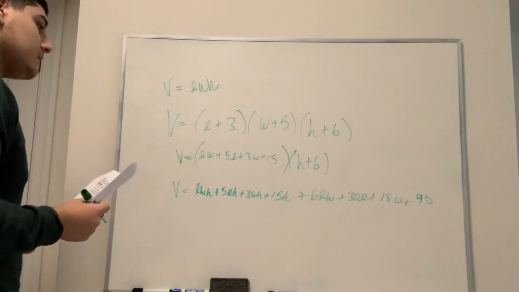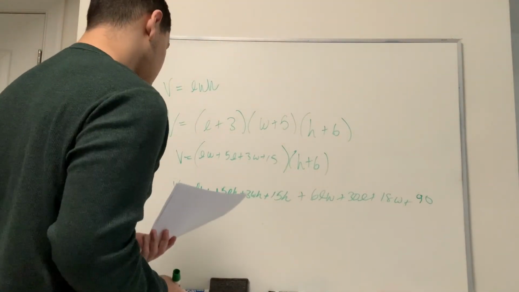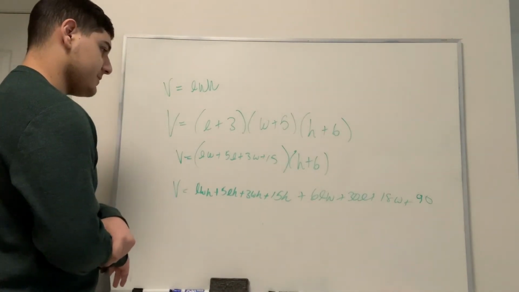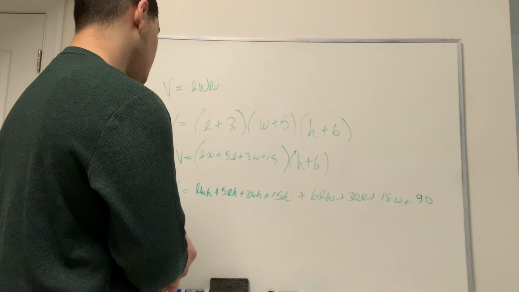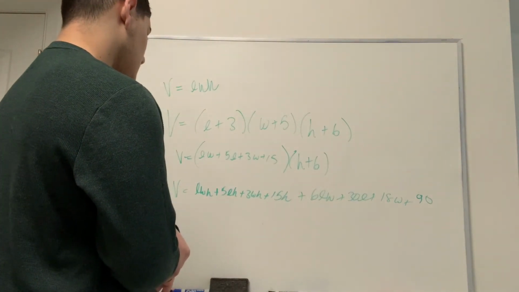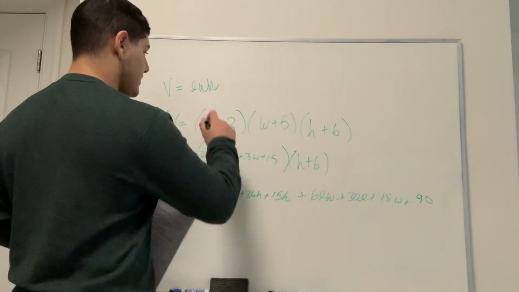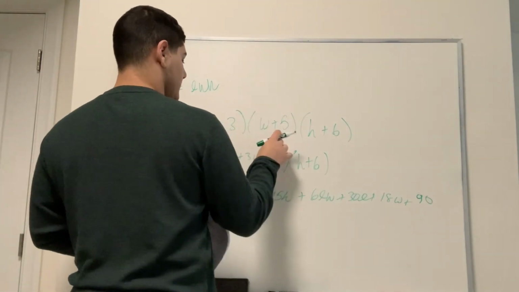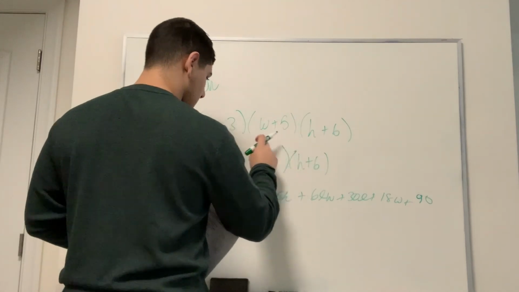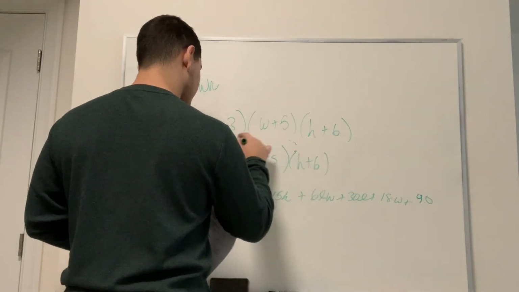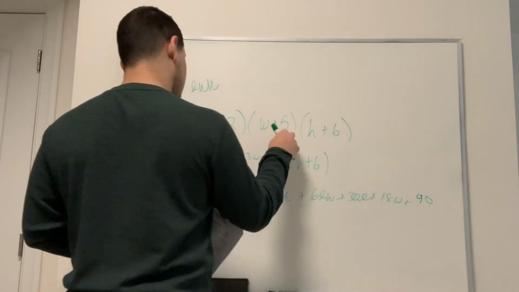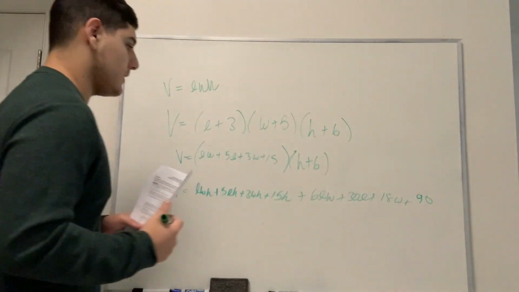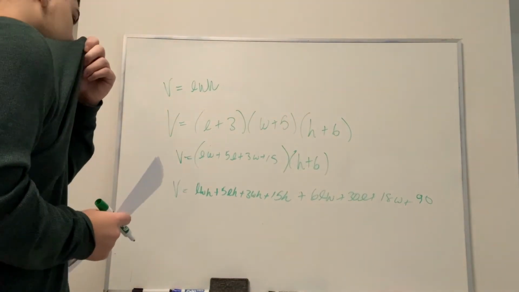Here, notice, you can't combine like terms. Basically what I did is I FOILed these, multiplied these, expanded these out, and then once I had that, I expanded each term. I distributed the H, and then I distributed the 6 to every term in here. I added them up. Well, I can't add them up because there are no like terms.